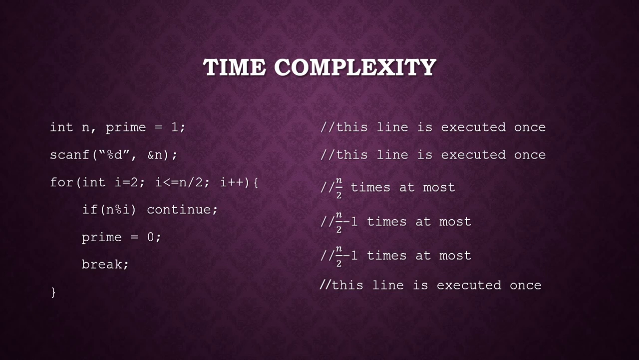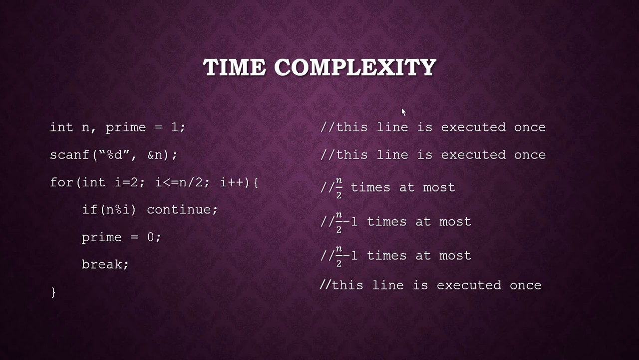And the worst case scenario is what? The whole loop will be executed and we will not be able to break at all. So in that case, this line will be executed n by 2 times at most. Similarly, this line will be executed n by 2 minus 1 times at most. This one will be executed minus 1 times at most. And the break line will be executed only once, because once we break, the loop will not be executed.